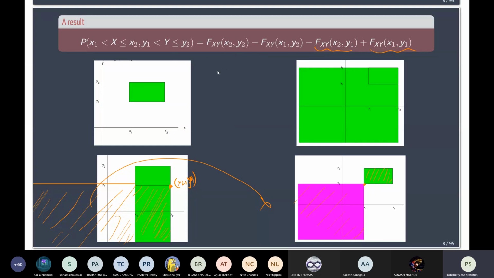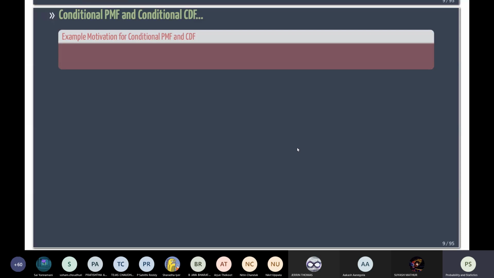If you want to remember this, the best way is that identical terms are added. So x2 y2 and x1 y1 are added. First of all, you remember that there are 4 terms, and x2 y2 and x1 y1 are added, and the mixed terms like x1 y2 and x2 y1 are always subtracted. So that would be a way to remember this formula, or you can also derive it quickly. Okay, so this is the proof of computing the probabilities in the rectangular region.